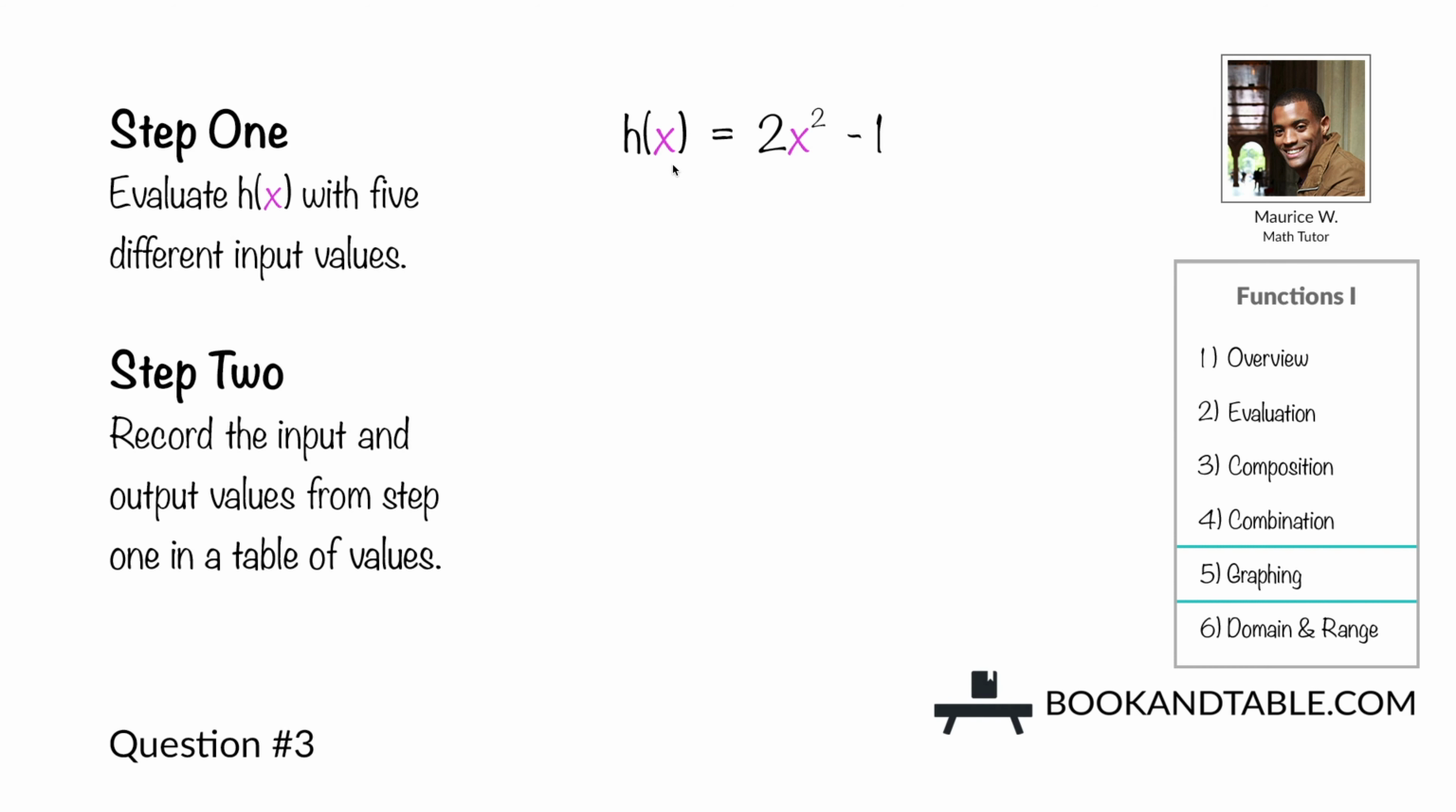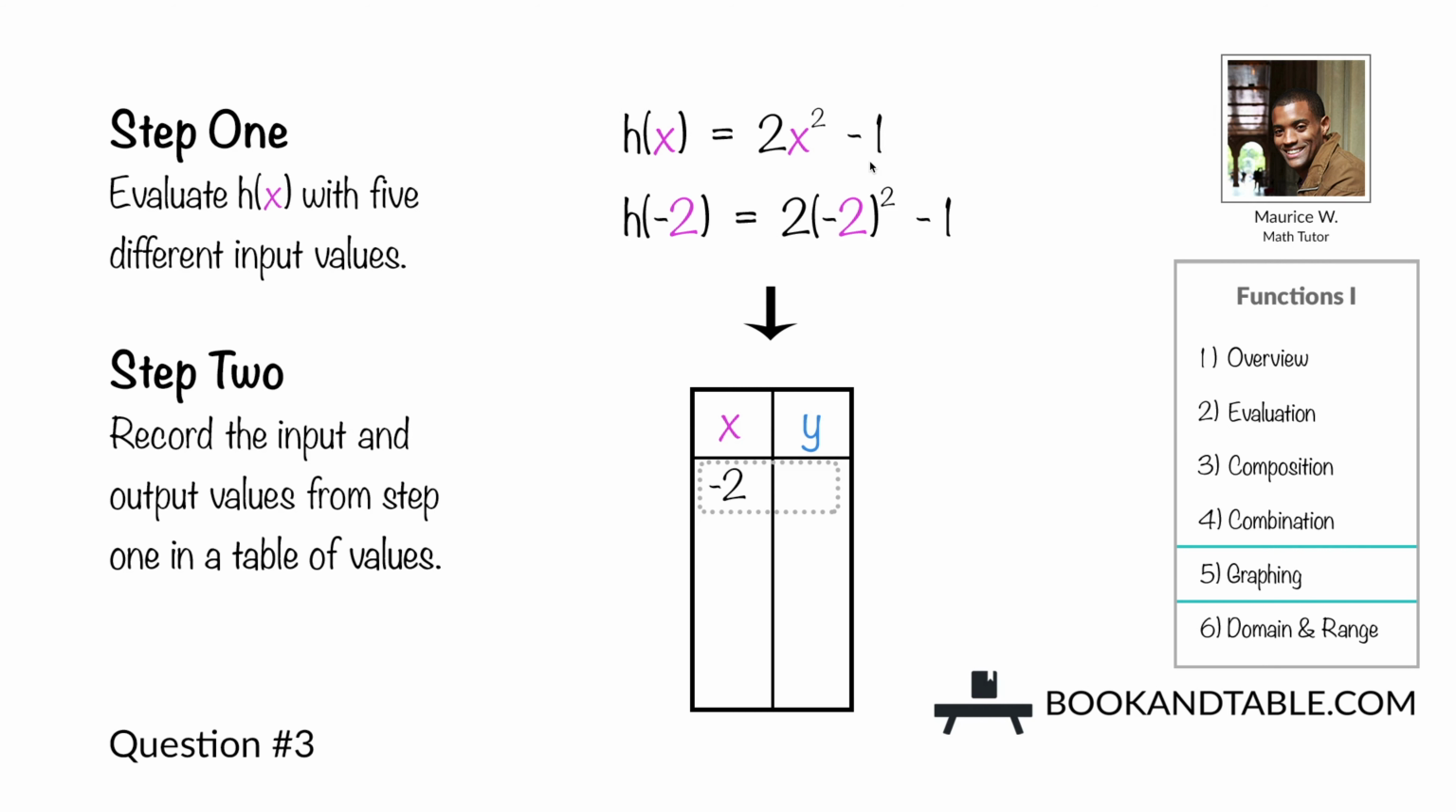We were given h of x is equal to 2x squared minus 1. So step 1, evaluate h of x with 5 different input values. And then step 2, record the input and output values from step 1 in a table of values. So we'll plug in -2 first, showing us h of -2 is equal to 2 times -2 squared minus 1. -2 squared would be 4. 2 times 4 is 8, giving us 8 minus 1, which is equal to 7. So the input is -2 and the output is positive 7.